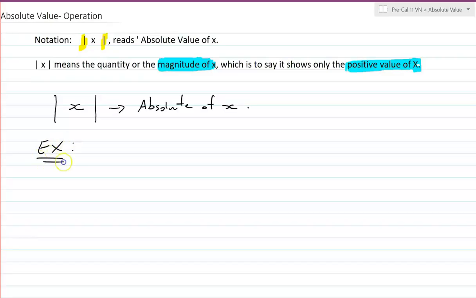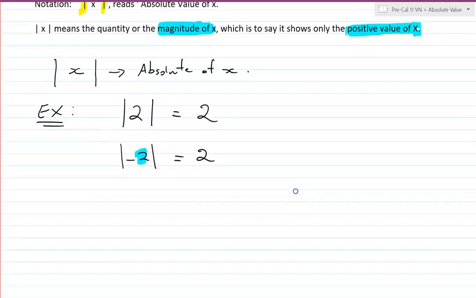For example, if I ask what is the absolute value of 2? Well, it's just 2 itself. Whatever it is, we'll take the positive value of that, and that would be the answer. Because 2 is already positive, that's not going to change anything. Look at this one. What is absolute value of negative 2? Well, that is also 2. It takes only the magnitude, just that. So anytime that you take the absolute value of anything, it will always be the positive value of that.